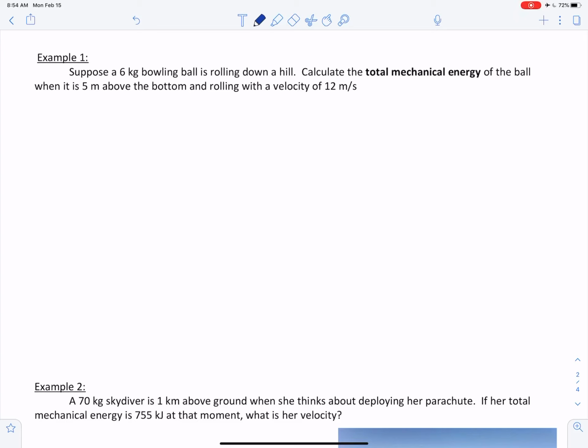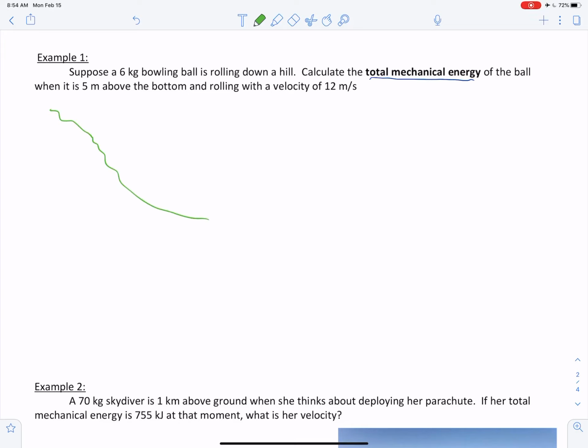Let's take a look at our first example of how to calculate mechanical energy. Suppose a 6 kilogram bowling ball is rolling down a hill. Calculate the total mechanical energy of the ball when it is 5 meters above the bottom and rolling with a velocity of 12 meters per second. So pictures are always super helpful.